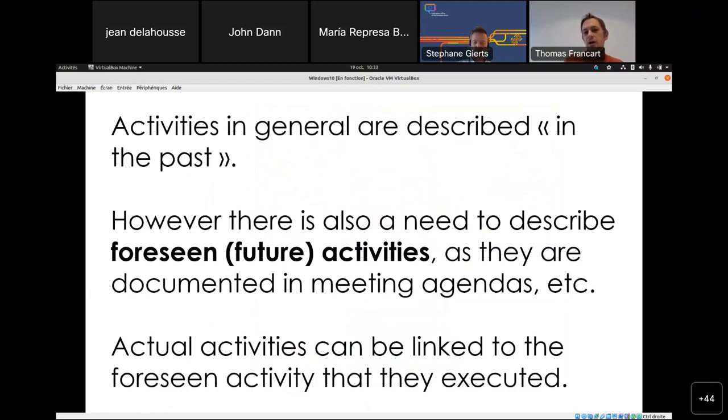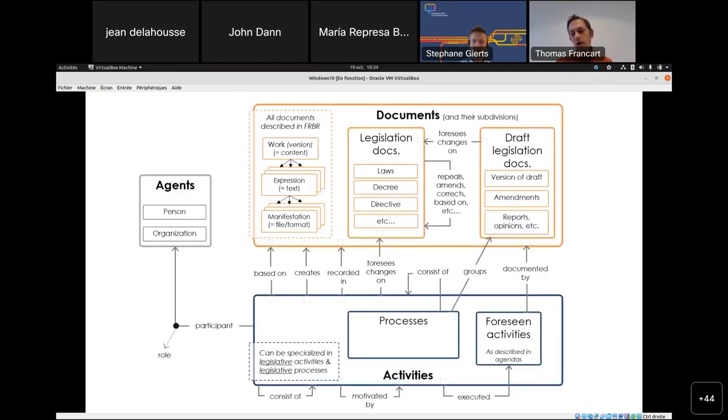Activities in general are described in the past, as they have already taken place. However, there may also be a need to describe foreseen future activities, as they are documented in meeting agendas, but they did not take place yet. So the model includes the ability to declare foreseen activities. We foresee the conduct of a meeting as it is described in an agenda document. And then we can link the actual activity that took place with the foreseen activity, with possible modification between what was foreseen in the agenda and what actually took place. So foreseen activities are here in our map, and we say activities actually executed what was originally foreseen.